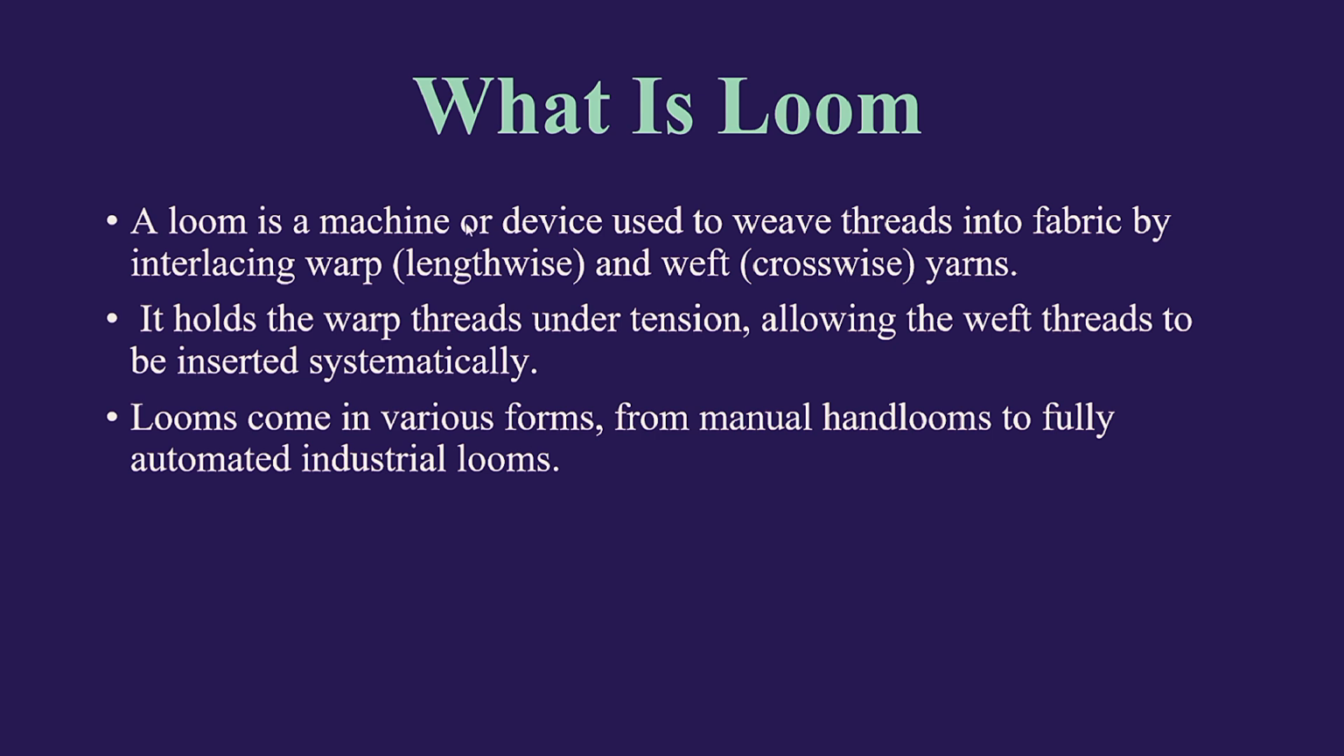A loom is a machine or a device used to weave threads into fabric by interlacing warp and weft crosswise yarn. Warp is lengthwise yarn and weft is crosswise yarn. It holds warp threads under tension, allowing the weft thread to be inserted systematically. By this process, fabric is produced. This is the process of a loom.